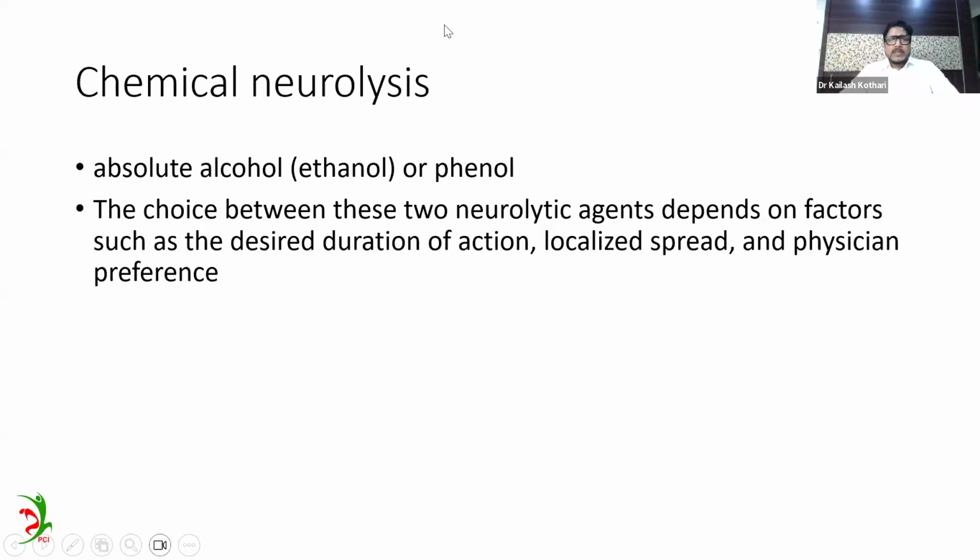Now, when you are coming to chemical neurolysis, there are two drugs we normally use: absolute alcohol, ethanol, or phenol. The choice between the two neurolytic agents depends on factors such as desired duration of action, localized spread, and physician's preference. What do you prefer? Normally, the phenol is corrosive to the arterial wall. So, if any major vascular structure is there, normally we prefer alcohol.